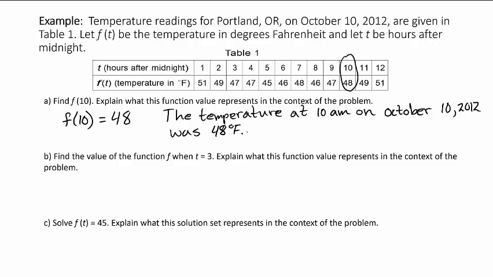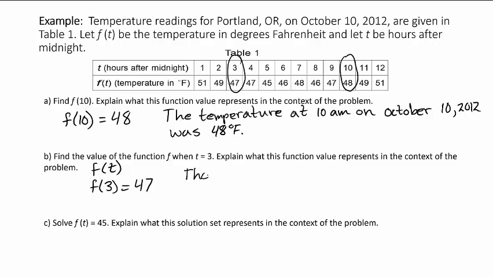Find the value of the function f when t is equal to 3. Explain what this function value represents in the context of the problem. So remember, our function is f of t, right? So if they're saying find the value of the function f when t is 3, what they're really asking is, okay, find f of 3. Okay, well, what's f of 3? When the input is 3, the output is 47, right? So 3 hours after midnight, that would be at 3 a.m.